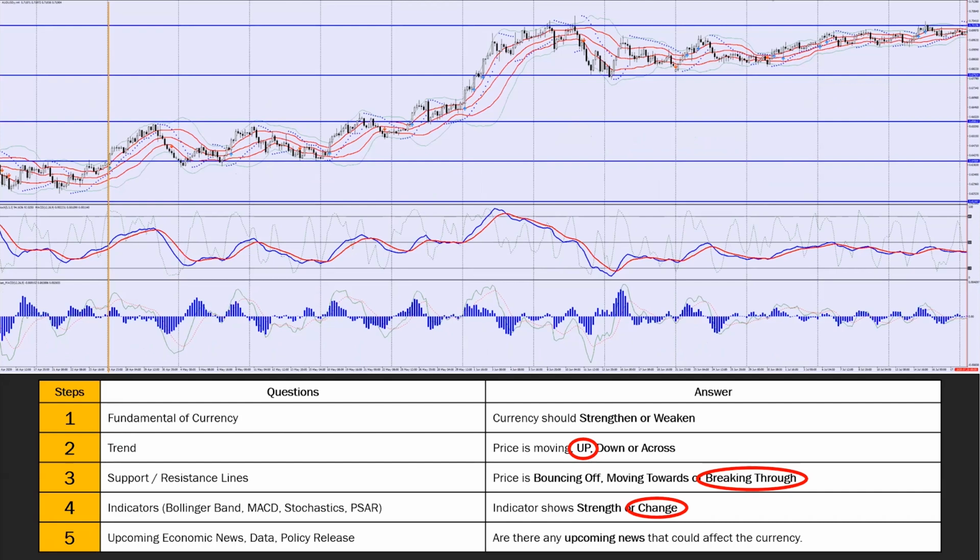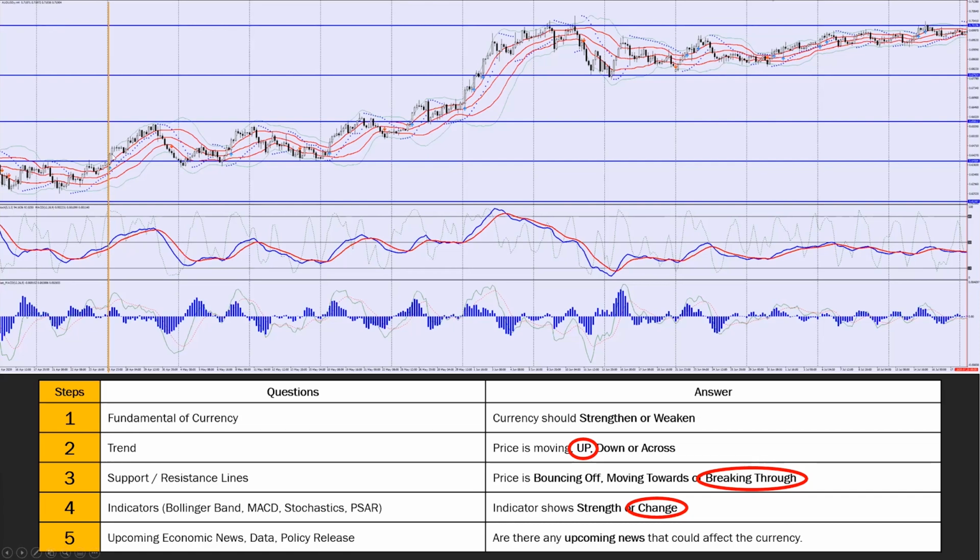Trend, we've been through that. Price is moving up. You can even see that before it was moving up. Support and resistance lines: at this point, is price bouncing off, moving towards, or breaking through? It's breaking through resistance. So this is your resistance level. And then your indicators are showing you strength or change.